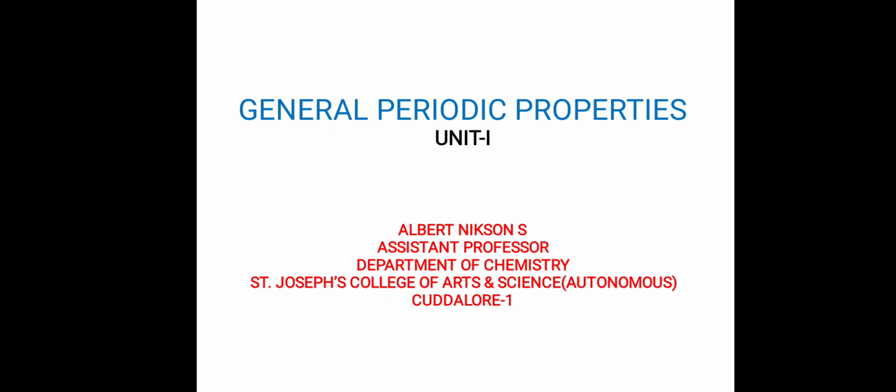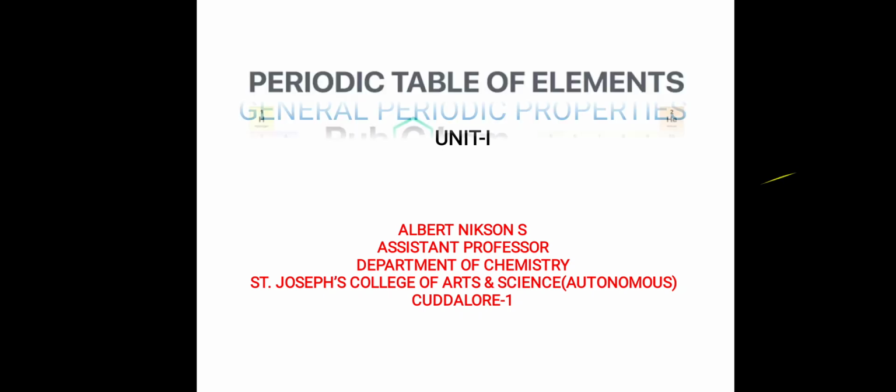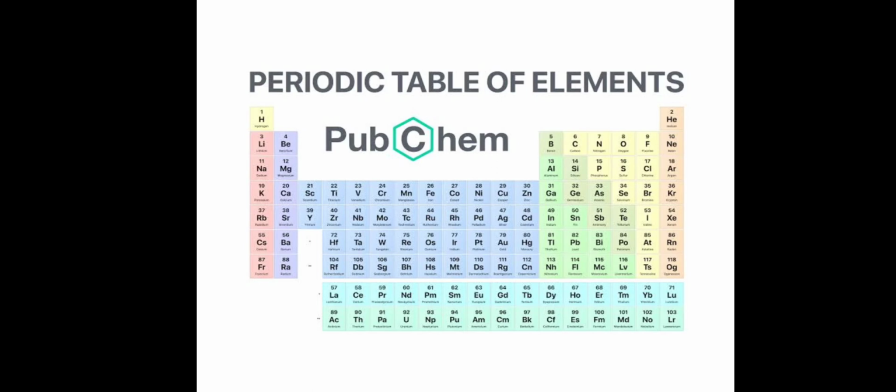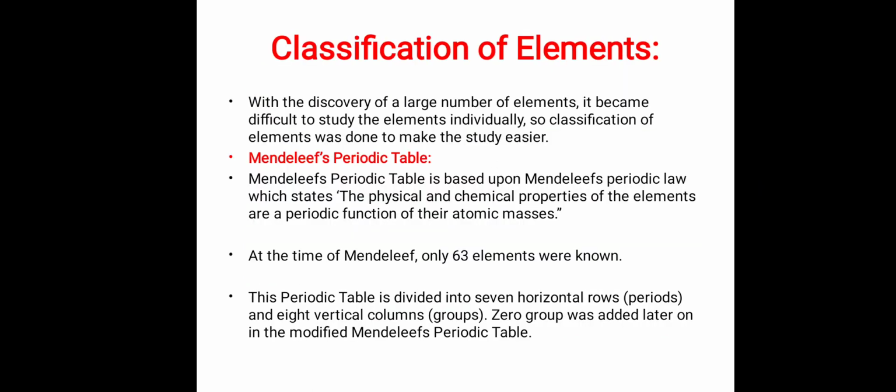The topic we are going to discuss is general periodic properties. This is a modern periodic table. First, we are going to discuss the classification of elements. With the discovery of a large number of elements, it became difficult to study elements individually. So, classification of elements was done to make the study easier.